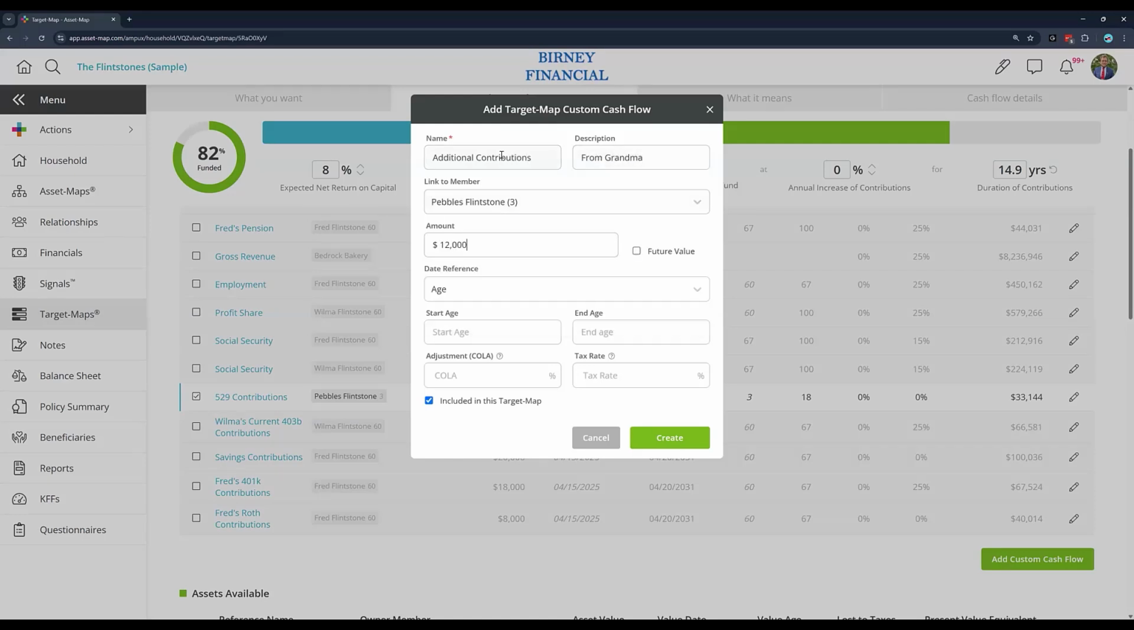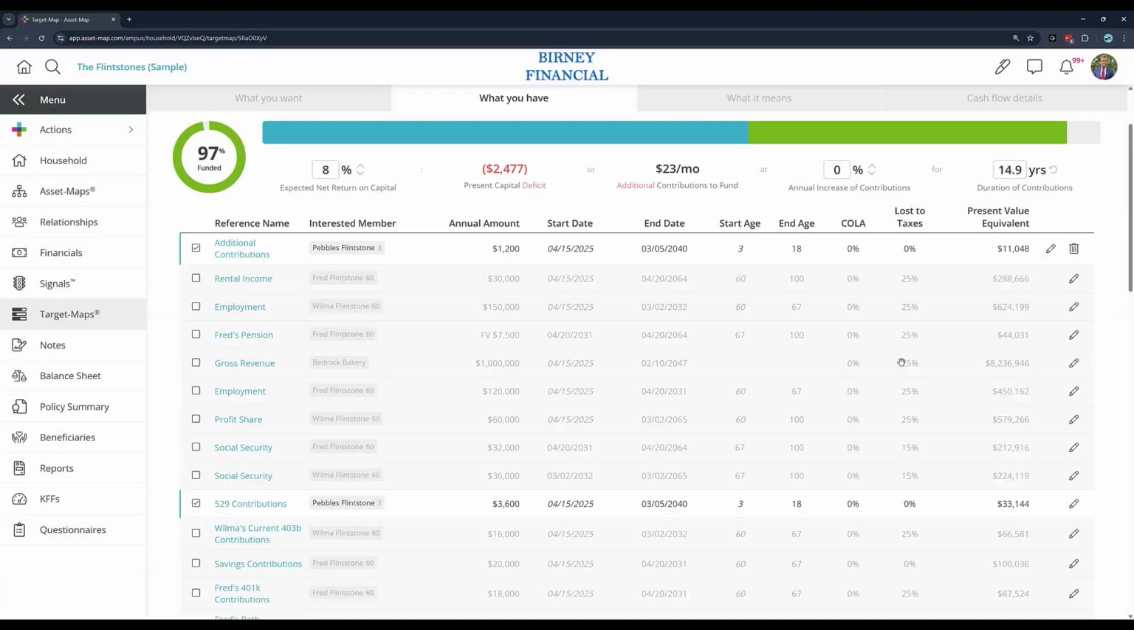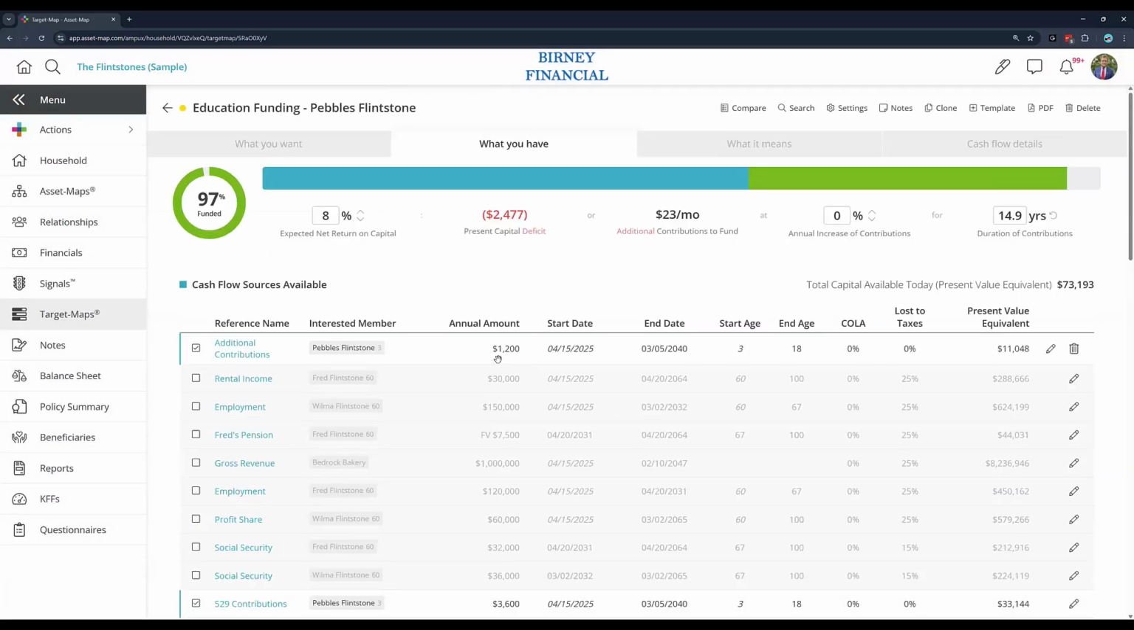Grandma kicks in $100 a month or $1,200 a year until she's 18. Is grandma increasing that for COLA? Probably not. Are we being taxed on it? No, we are not, because it's all being used for qualified expenses. What does that impact have? Well, now look at the top. We've got that custom cash flow added here, not on the asset map, again, because this is my sandbox.